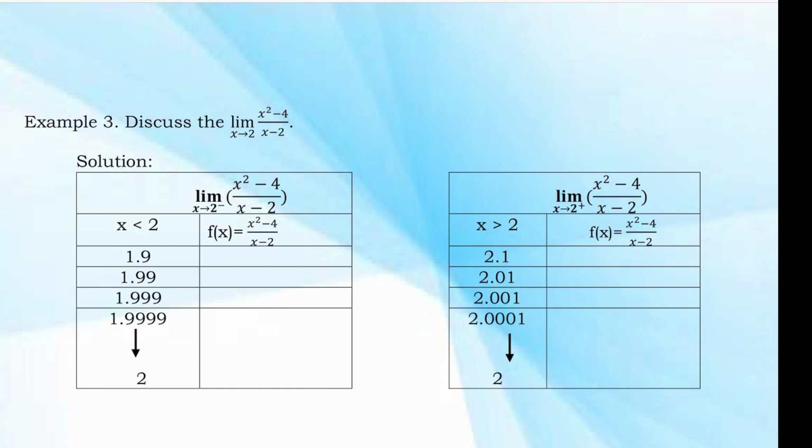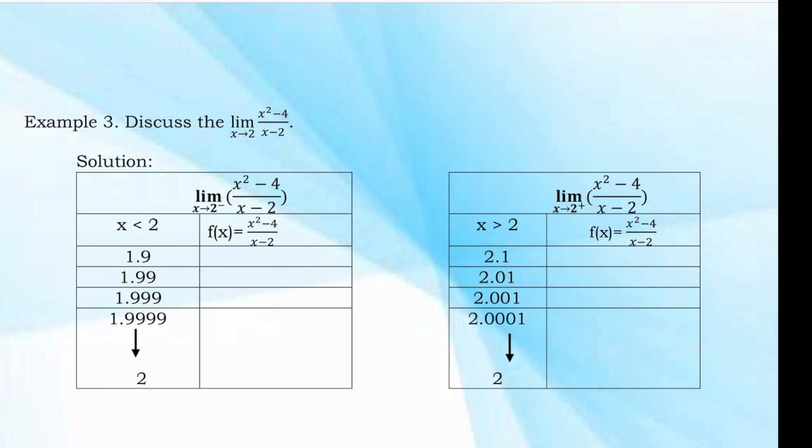Example number 3. Discuss the limit of x squared minus 4 over x minus 2, where x approaches 2. So x approaches 2. We're going to use numbers before 2, so the left side. That is 1.9, 1.99, 1.999, and 1.9999. So evaluate the function using these values.